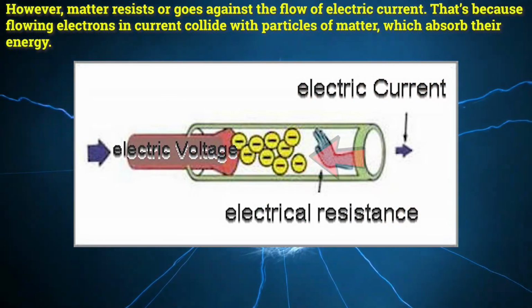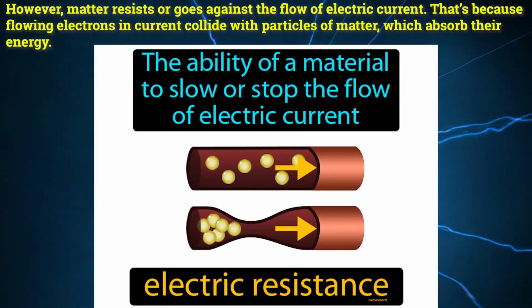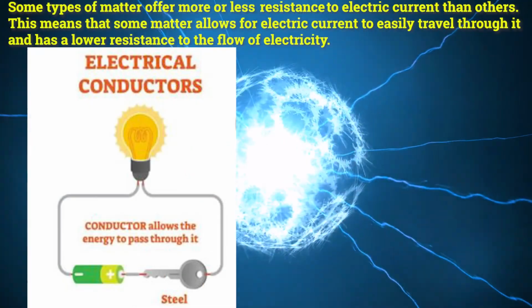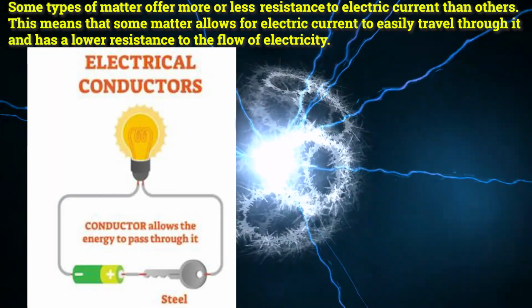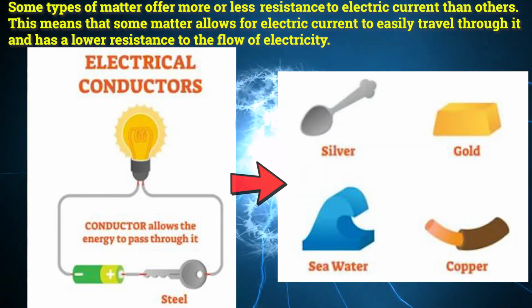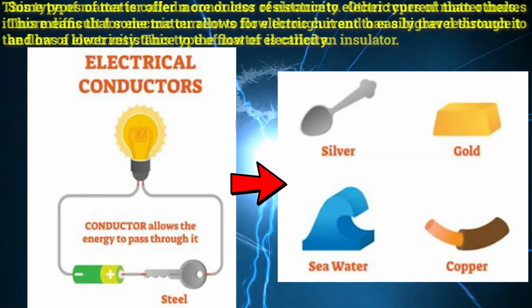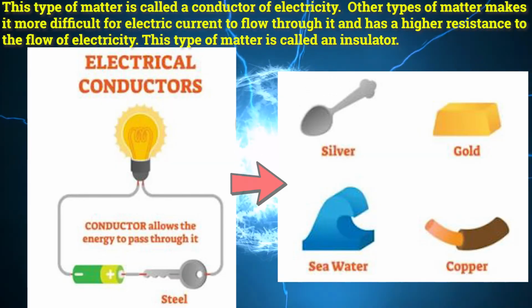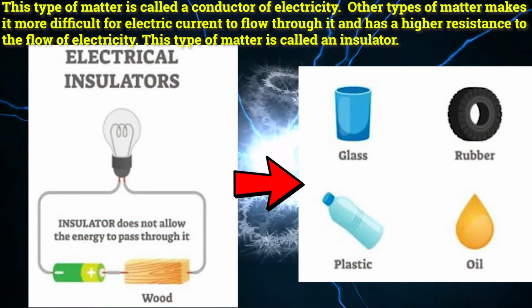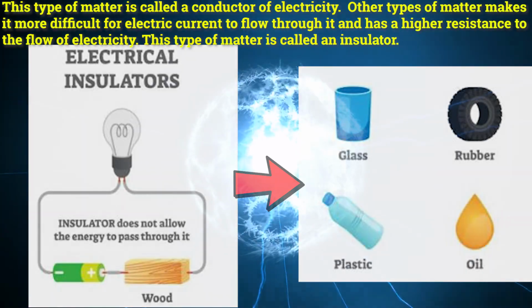However, matter resists or goes against the flow of electric current. That's because flowing electrons and current collide with particles of matter, which absorb their energy. Some types of matter offer more or less resistance to electric current than others. This means that some matter allows for electric current to easily travel through it and has a lower resistance to the flow of electricity. This type of matter is called a conductor. Other types of matter make it more difficult for electric current to flow through it and have a higher resistance to the flow of electricity. This type of matter is called an insulator.